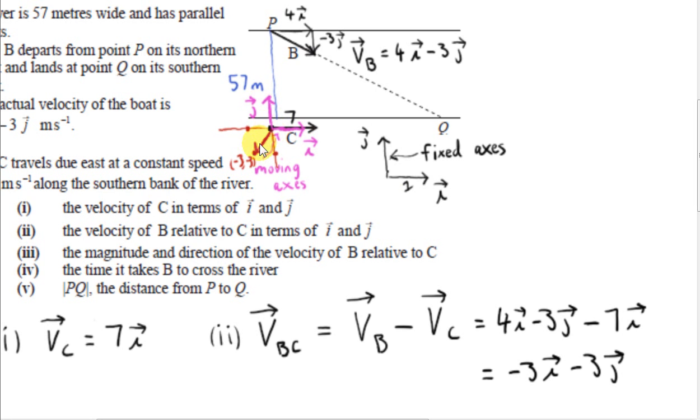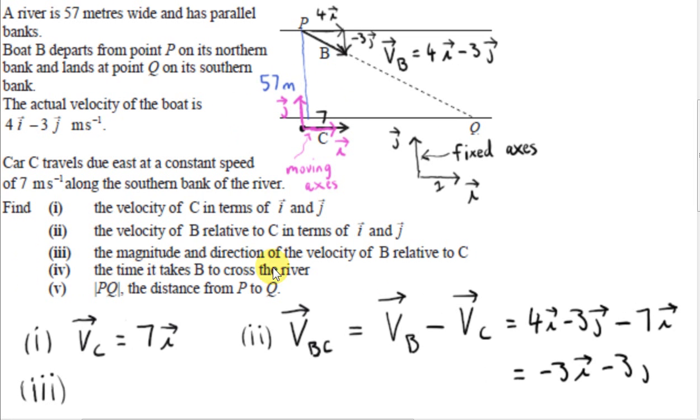Because the velocity vector is like this, the boat appears to be moving with a speed of 3 units to the left, and it also appears to be moving down with a speed of 3 units. Well, 3 meters per second. Next we want the magnitude and direction of the velocity of B relative to C. Let's start by getting the magnitude of the velocity of B relative to C.